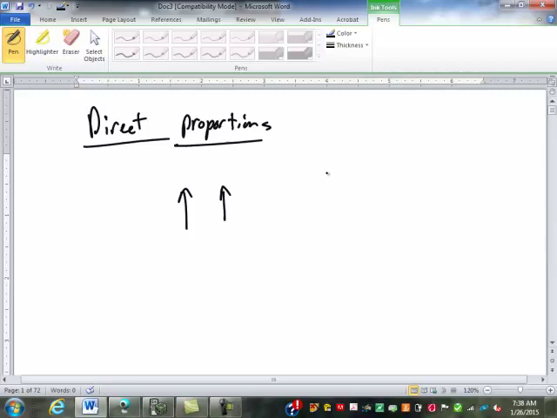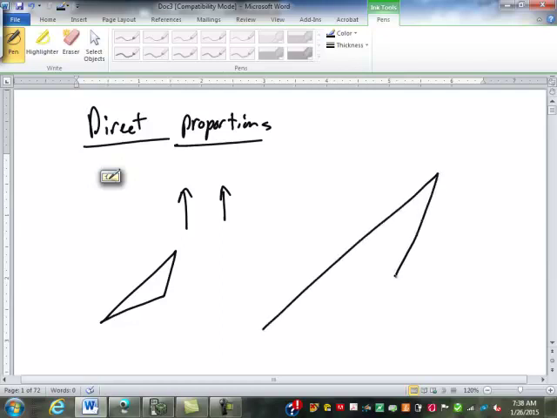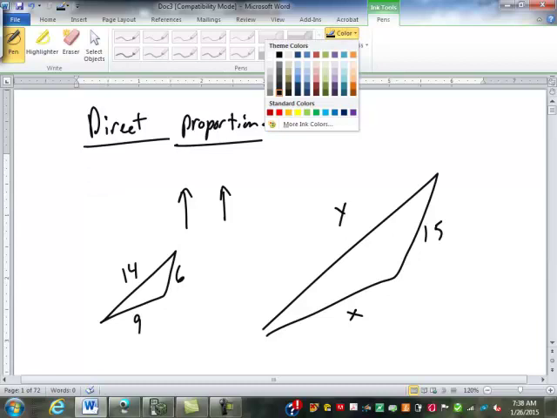One of the most common examples of this was similar figures. We have a triangle that gets enlarged. Let's say we have sides of 6, 9, and 15. Actually, that ain't going to work. Let's try 6, 9, and 14. And over here we'll have 15, x, and y.